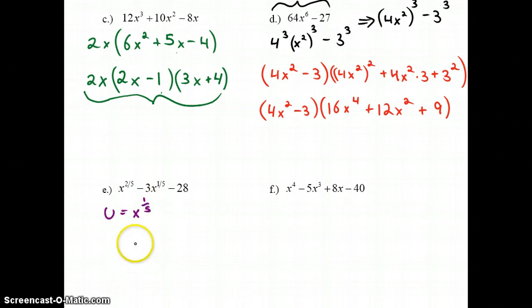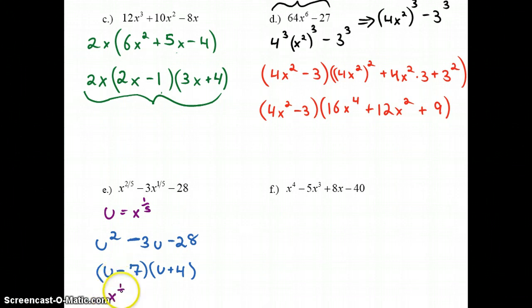That way, instead of having negative 3x to the 1/5, I've got negative 3 times u, minus 28. And x to the 2/5, well, that's just u squared. So I've got u squared minus 3u minus 28. Much easier to deal with than the 1/5 and the 2/5. This factors to be u minus 7 times u plus 4. And now it just comes back to making it x's again. X to the 1/5 minus 7 times x to the 1/5 plus 4. That is that problem.